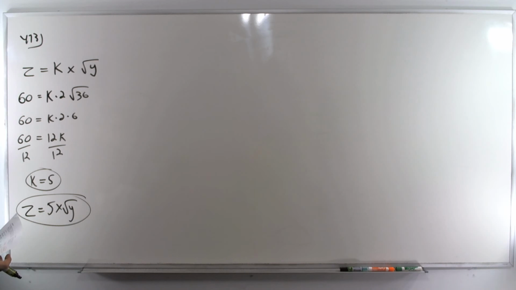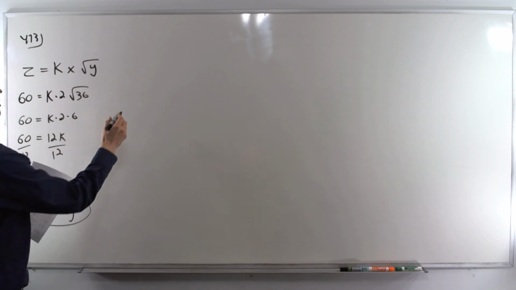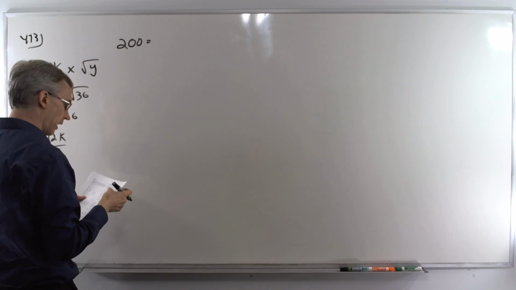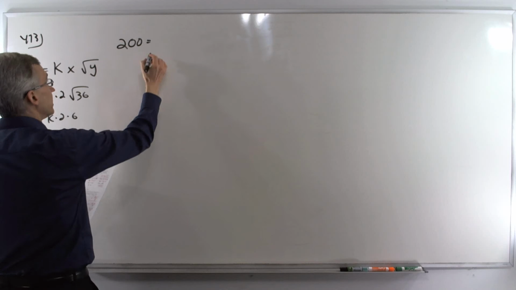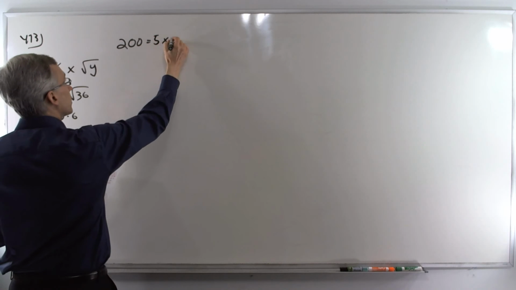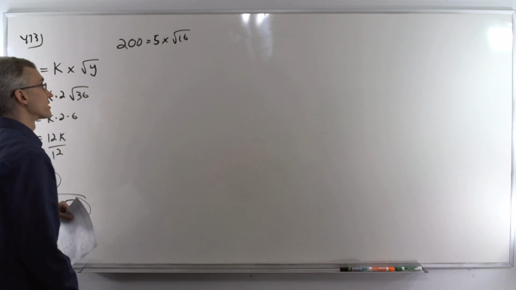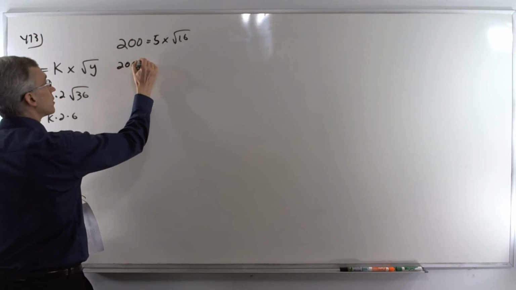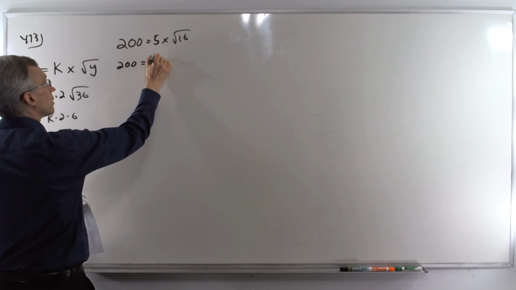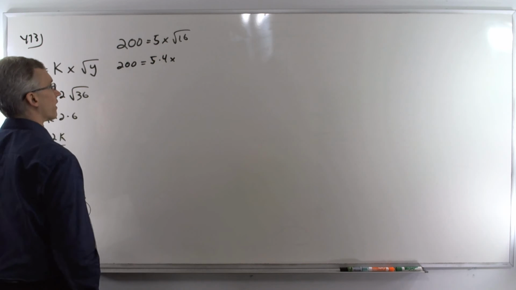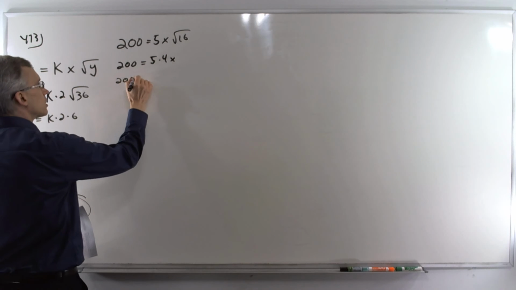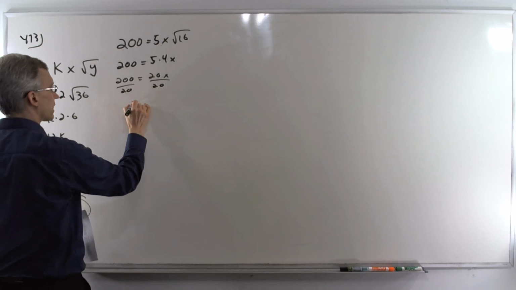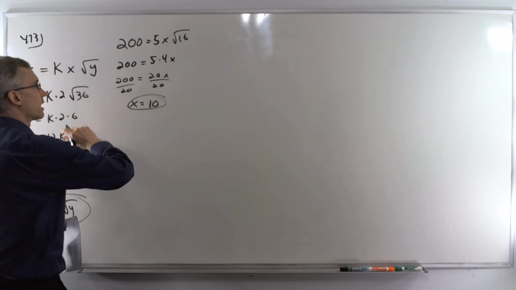Now, find the value of x when z is 200. So we're going to plug in 200 for z. And y is 16. So square root of 16. All right, square root of 16 is 4. So 5 times 4x. So that's 20x, divided by 20 on both sides, and x equals 10.